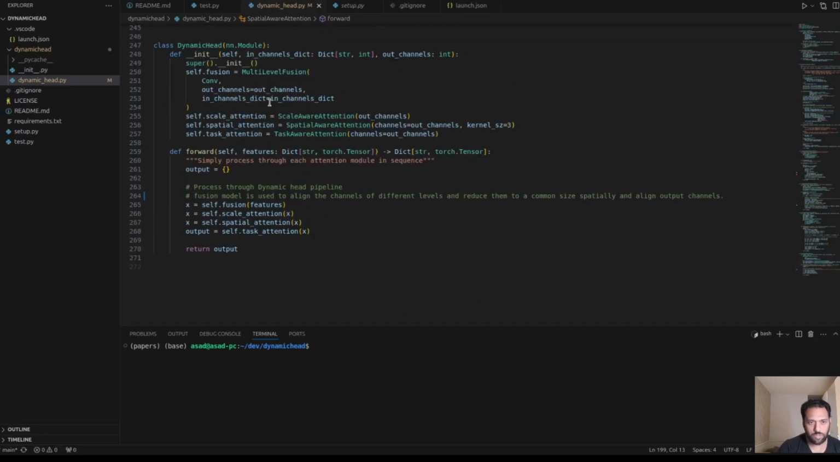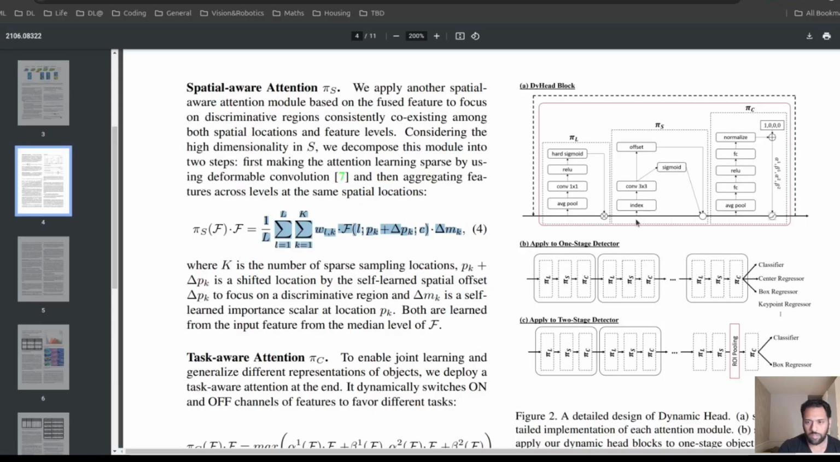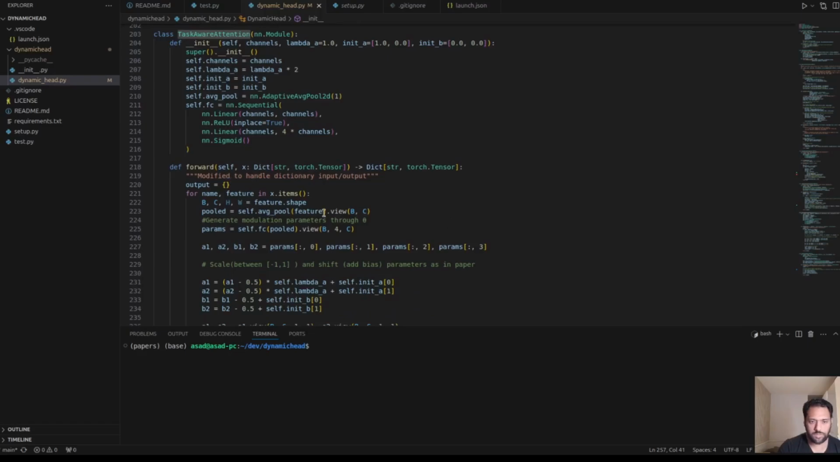And then finally we have task level attention. So we have multi-level fusion, we have done scale and spatial aware attention, now finally we have task aware attention. And what it does is very similar to the first step. It takes the average pooling, and then it learns these parameters alpha 1, beta 1, alpha 2 and beta 2, and also given these initial conditions, and then multiplies the input with these parameters. This is exactly what's happening here.